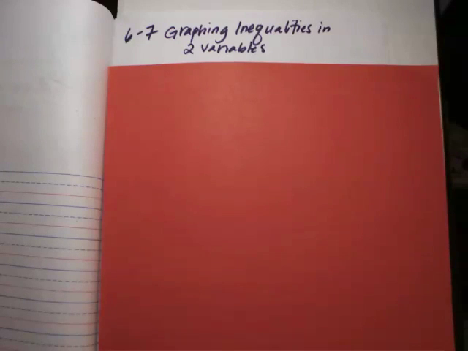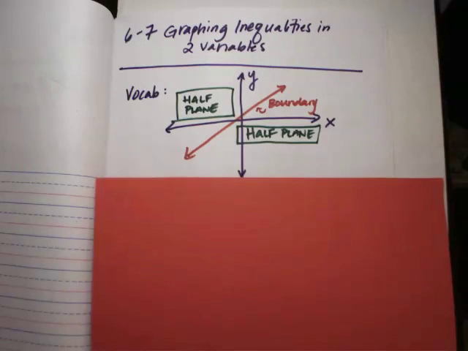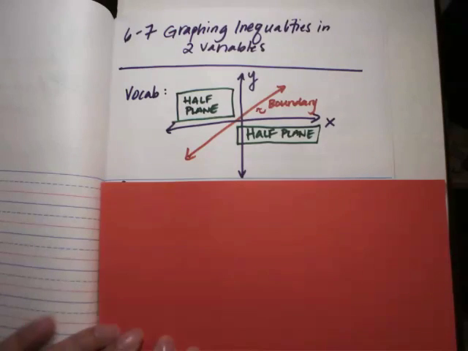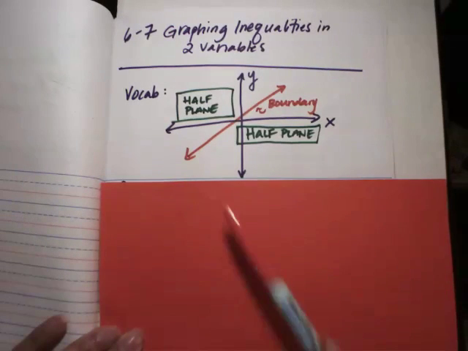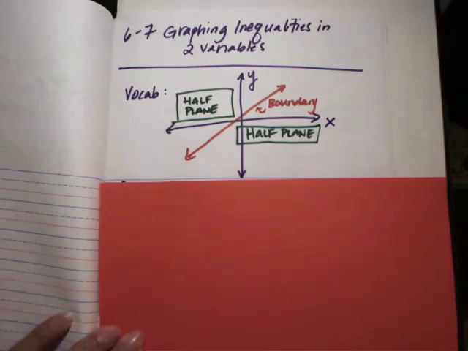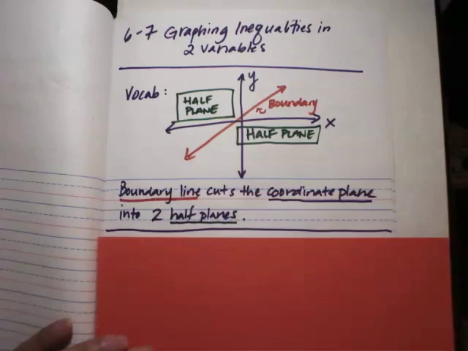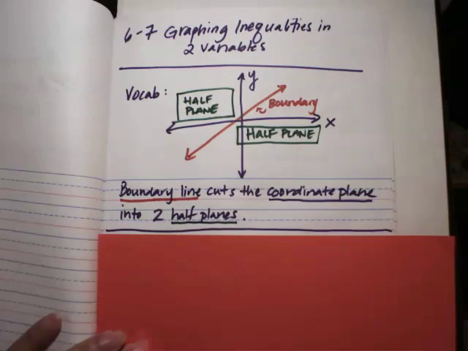Very first thing we're going to talk about, vocabulary. When you're graphing an inequality, you're going to end up with a boundary line. The boundary line can either be solid or dotted, and we'll talk about that later. Your boundary line will split your coordinate plane into two different sections, and each section is called a half plane. So the boundary line cuts the coordinate plane into two half planes.